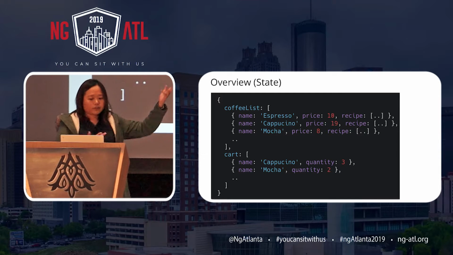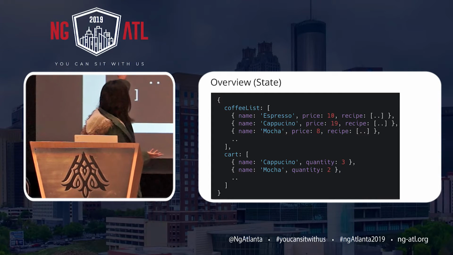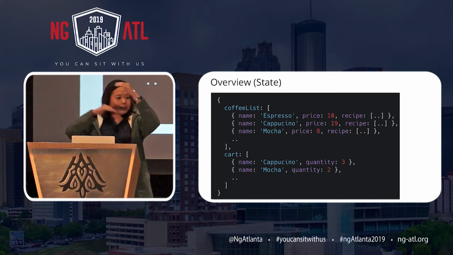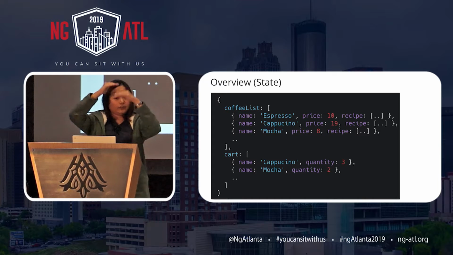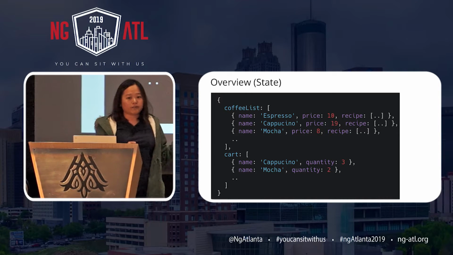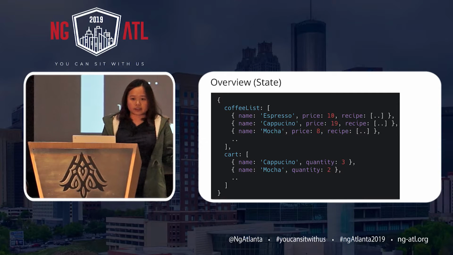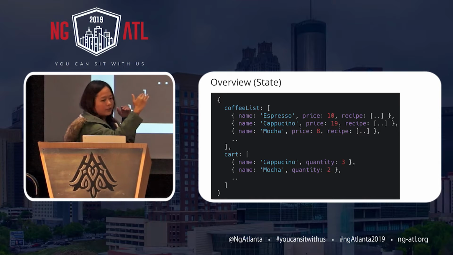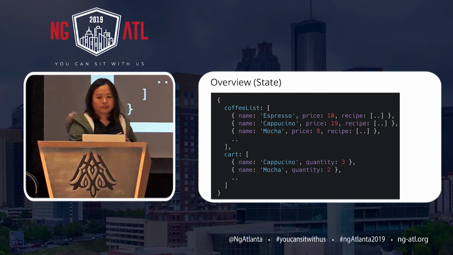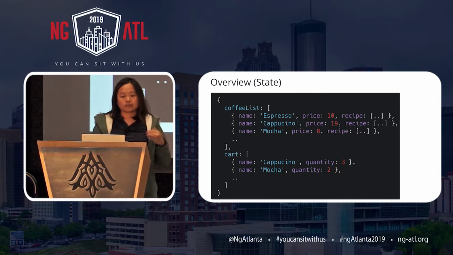You have an object, which is your state. You have a coffee list, where each coffee has a name, a price and a recipe. That's how the ingredients get painted on the screen. And the next thing is the cart. You realize that in the cart, we only store the name of the coffee. We didn't store the price, because the unit price we can later join these two tables and get from the coffee list, and then we can do the calculations.